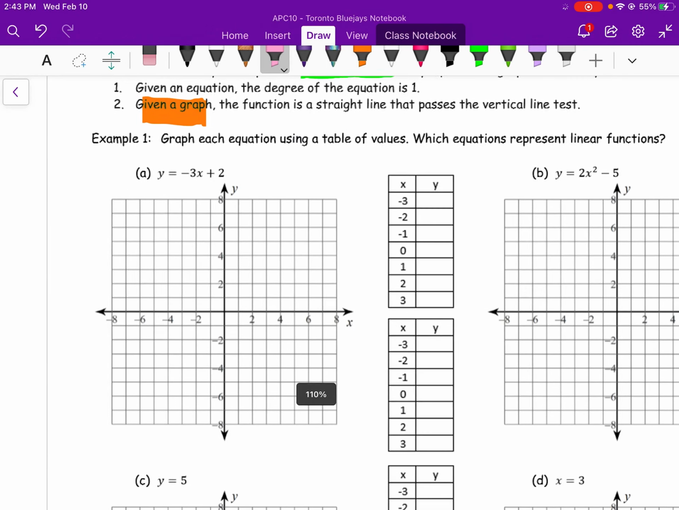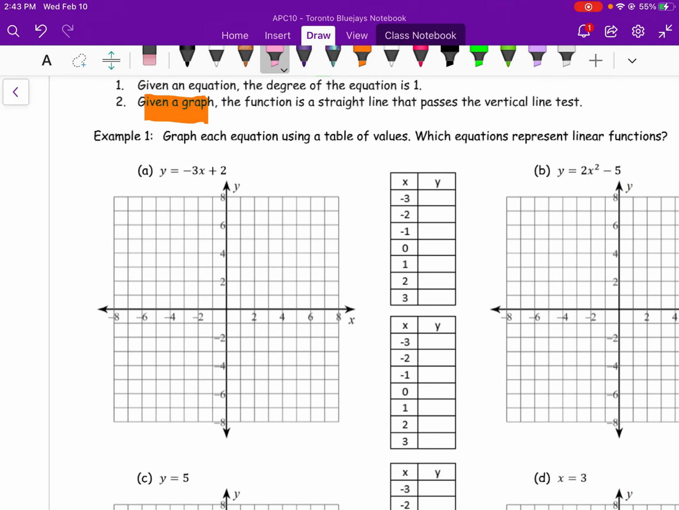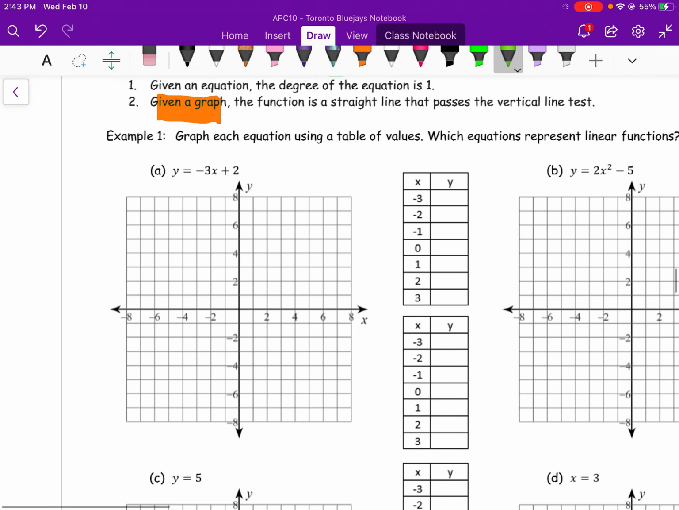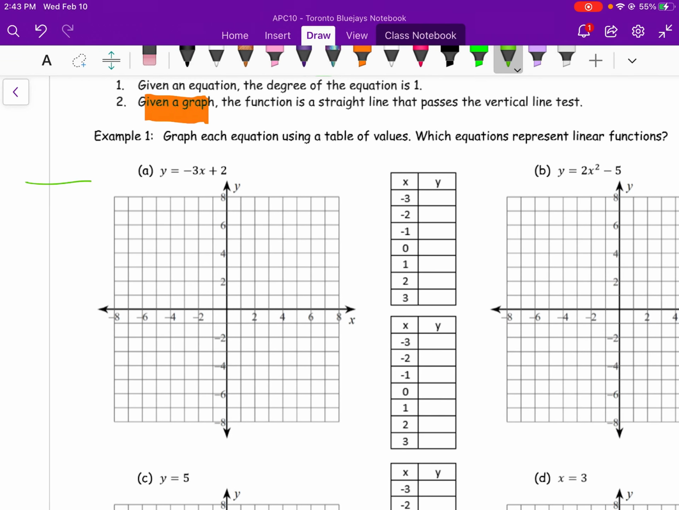Let's look at example number 1. Graph each equation using a table of values. Which equations represent linear functions? So my table of values, this might take a little bit of work. I'm going to create a t-chart for x, y.